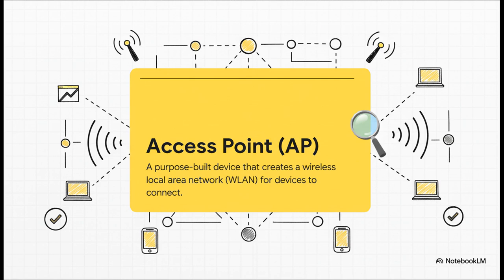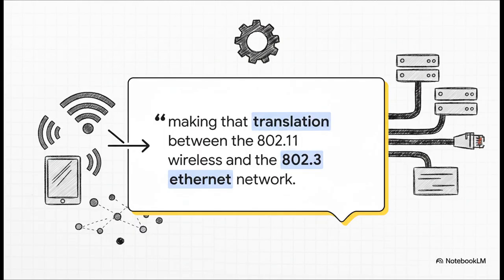That's it. So what is that one job really? Well, this quote nails it. An AP is basically a professional translator. It's constantly translating between two different languages, the language of wireless networks and the language of the wired Ethernet network. That seamless translation is what lets your phone talk to the servers in the data center.